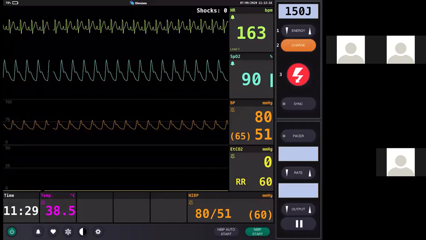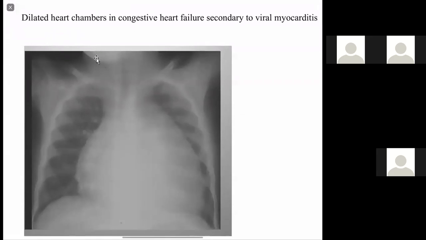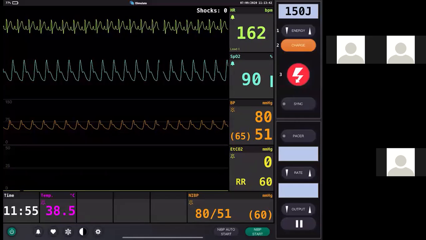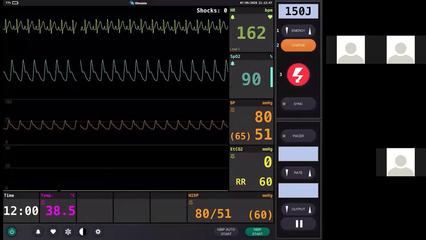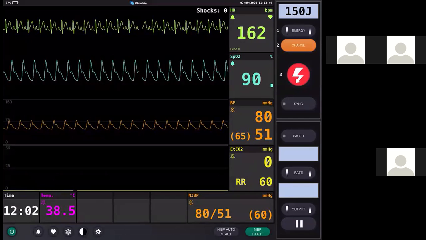So this is the chest X-ray of your patient, and the radiologist read it as dilated heart chambers, suggesting congestive heart failure based on the history, could be secondary to viral myocarditis. So we have an X-ray now, and we're going back to this case. Why is this child in sinus tachycardia at this point?